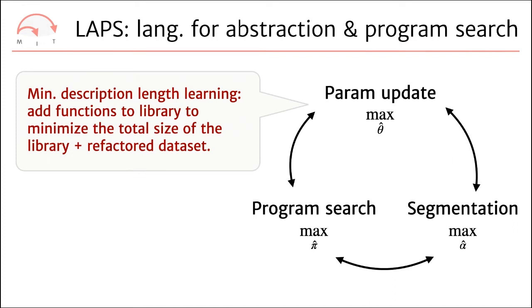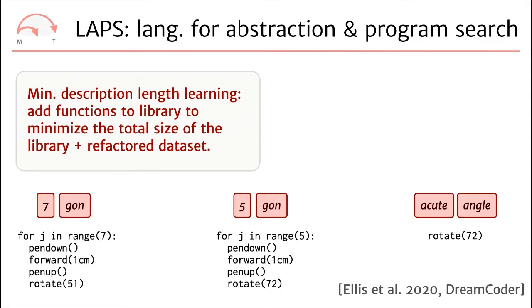terms of compression. We're going to formulate this objective in such a way that when we do the parameter update step, what we're trying to do is to minimize the total number of bits that it takes to describe both our data set in the most compact form that we can express it and the library that we use for doing that expression. That's a lot of words. Let's look at an example.